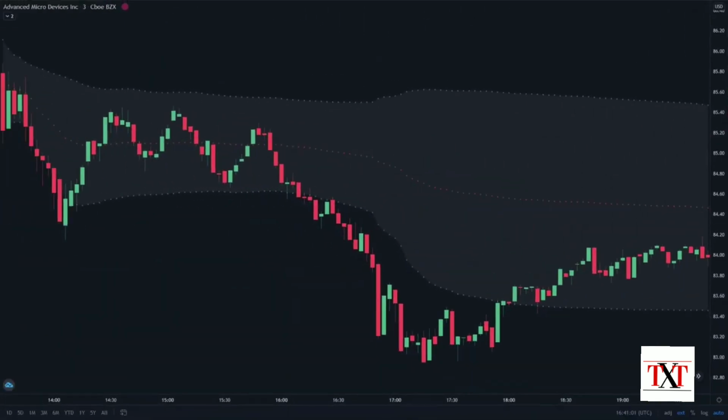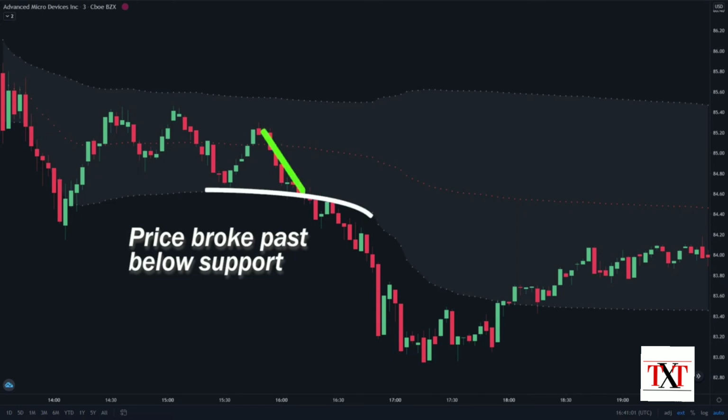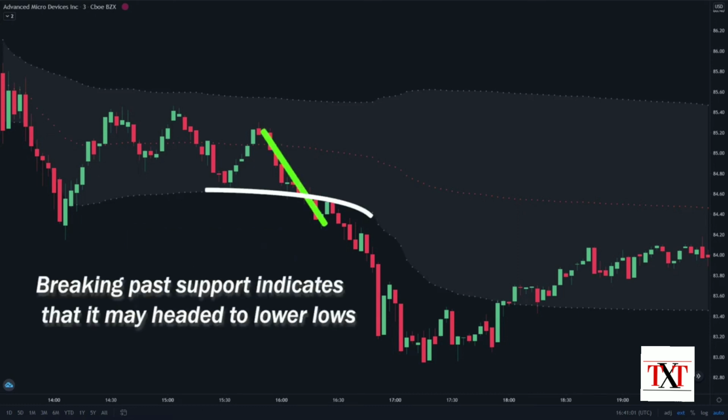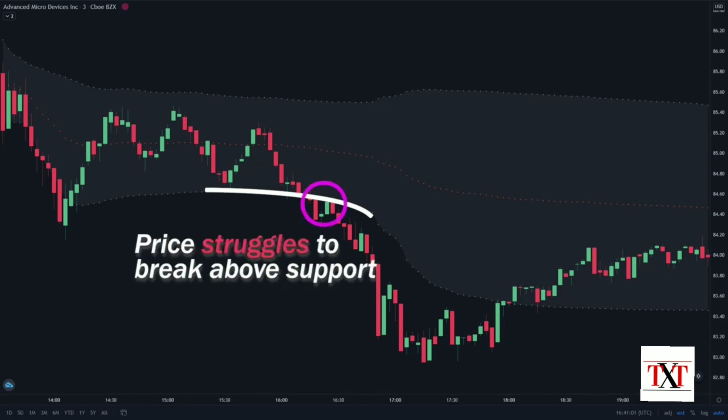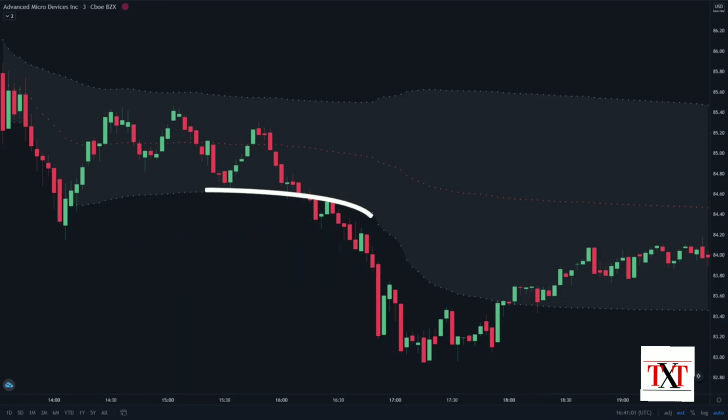And you can see that a couple of minutes later, I identified another trade potential. You see that the price drops past below the support line, which indicates that it's possibly heading to lower lows. And after it breaks the support line, notice that the price struggles to break above it, which means that there is a chance that it might explode to either upwards or downwards. But notice what happens next.